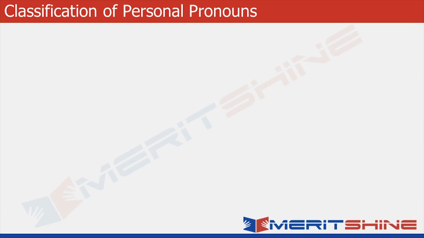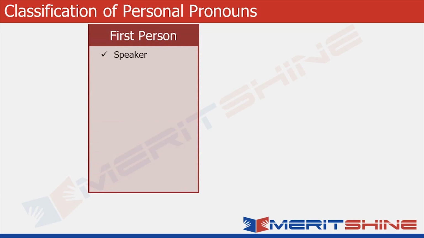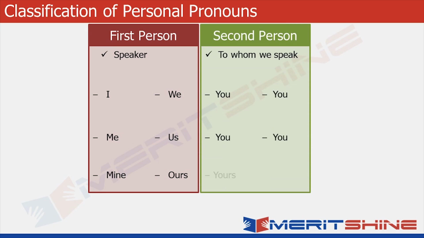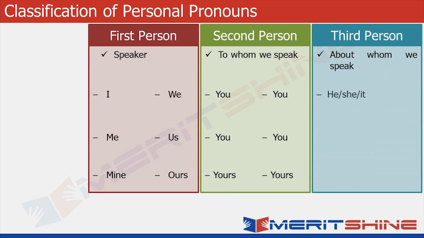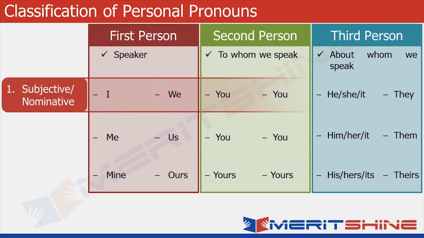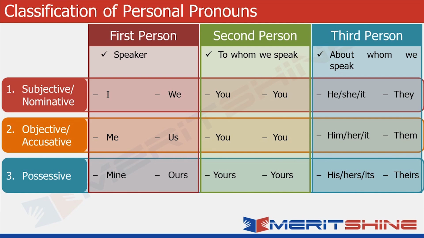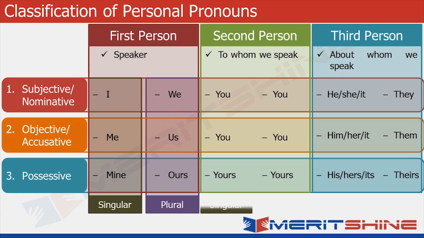Let us summarize personal pronouns based on persons, cases, and numbers. The first person, that is the speaker, can have the pronouns such as I, we. The second person to whom we speak can have the pronouns such as you. The third person about whom we speak can have the pronouns such as his, her, its, theirs, and so on. These pronouns belong to different cases, such as I belongs to the subjective case, me belongs to the objective case, and mine belongs to the possessive case. Further, these pronouns can be singular or plural. For instance, I is a singular pronoun and we is a plural pronoun.